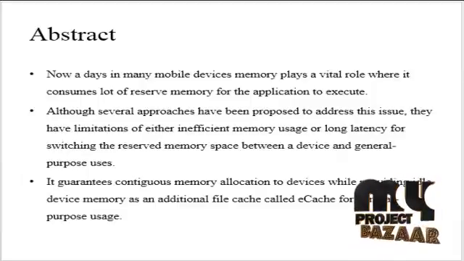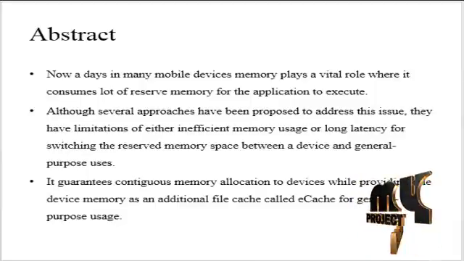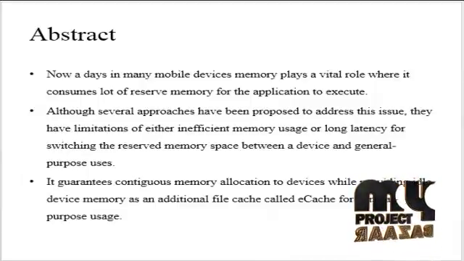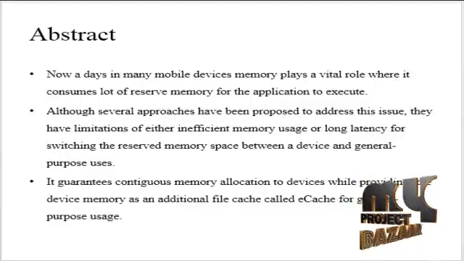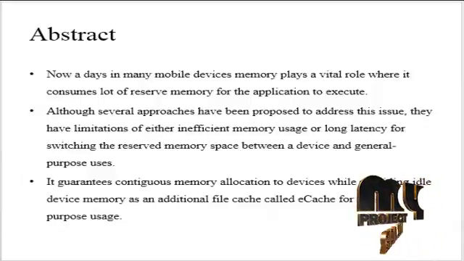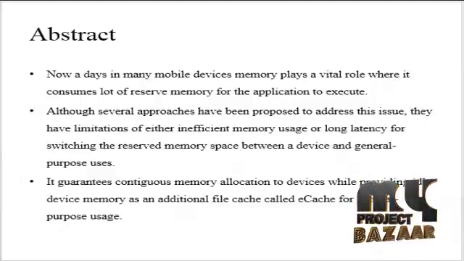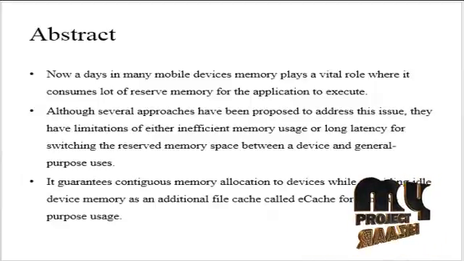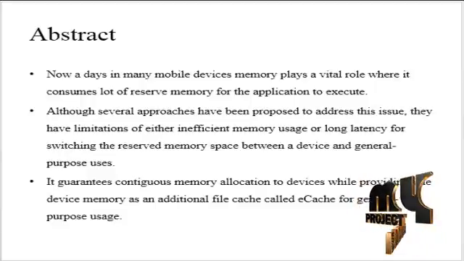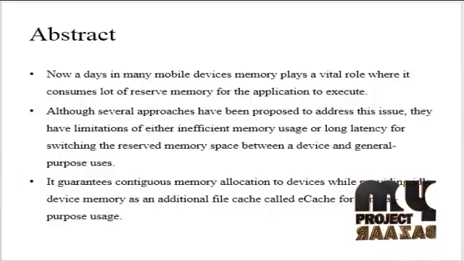Our scheme, on the other hand, utilizes reserve memory as an eviction based file cache. It guarantees contiguous memory allocation for the devices while providing idle device memory as an additional file cache, called eCache, for general purpose usage. Because eCache stores only evicted data from the in-kernel page cache, the memory efficiency is preserved and allocation time for the device is minimized.